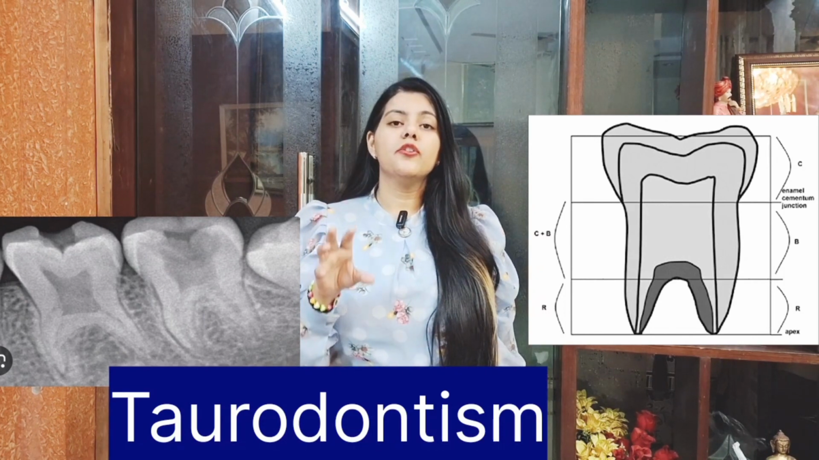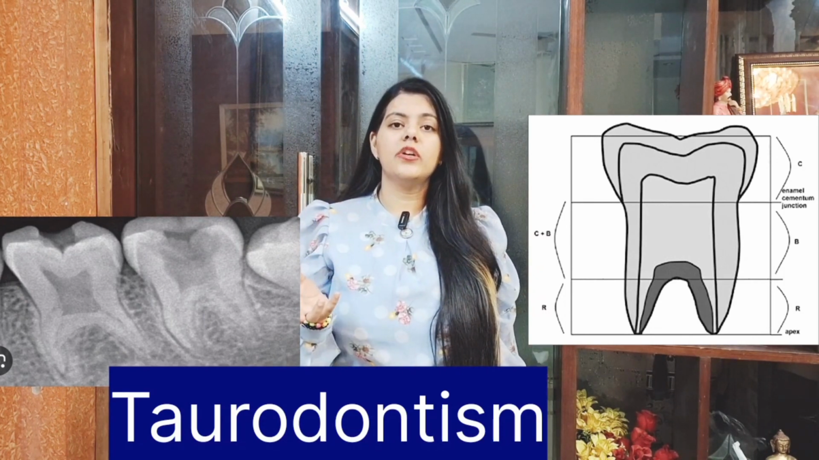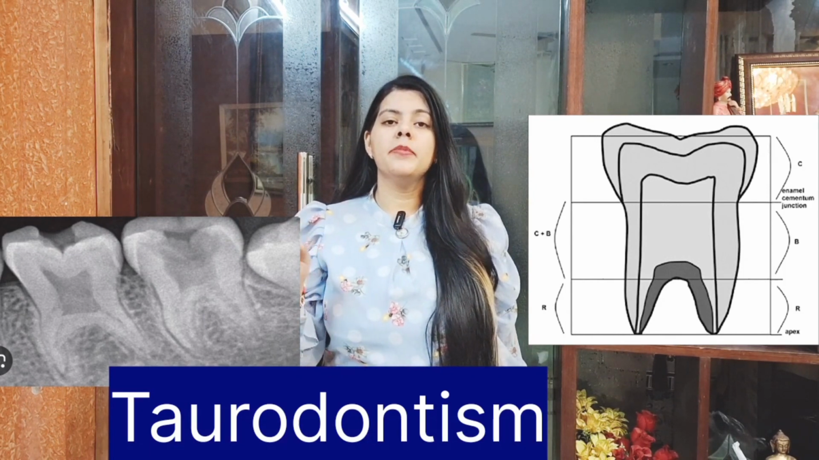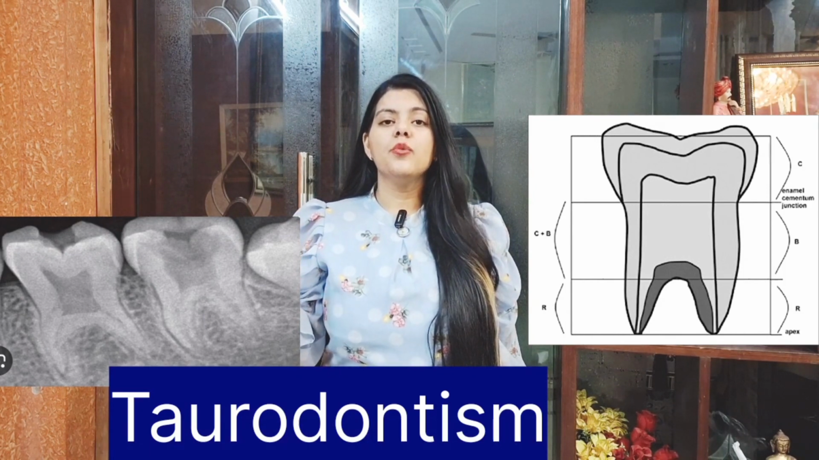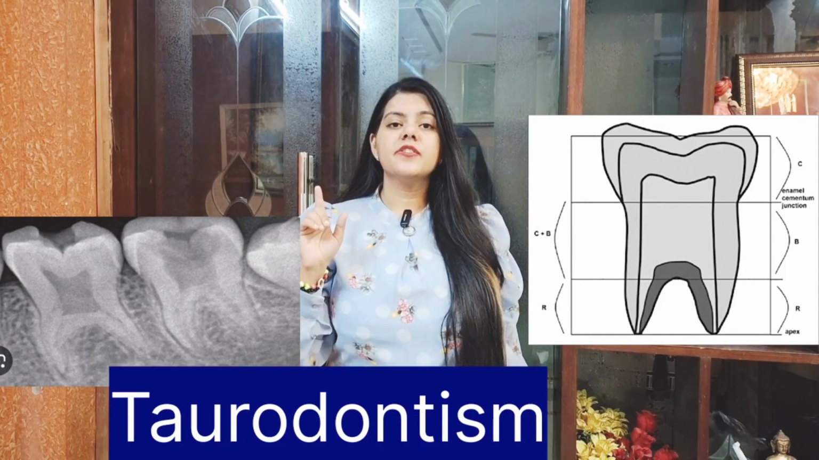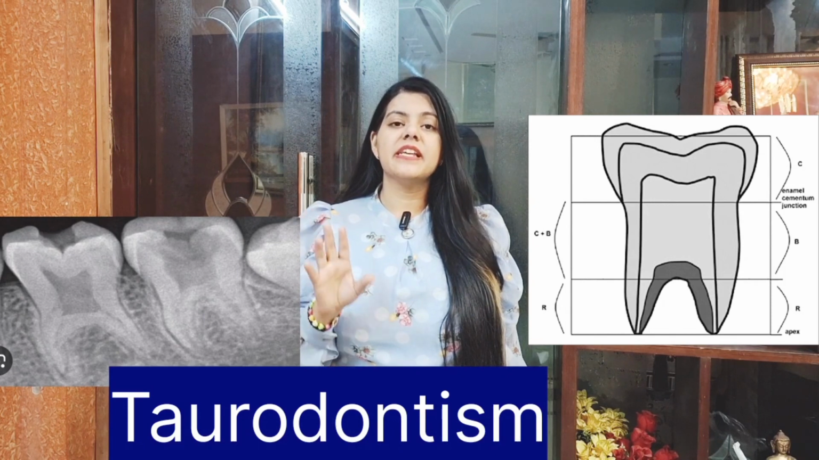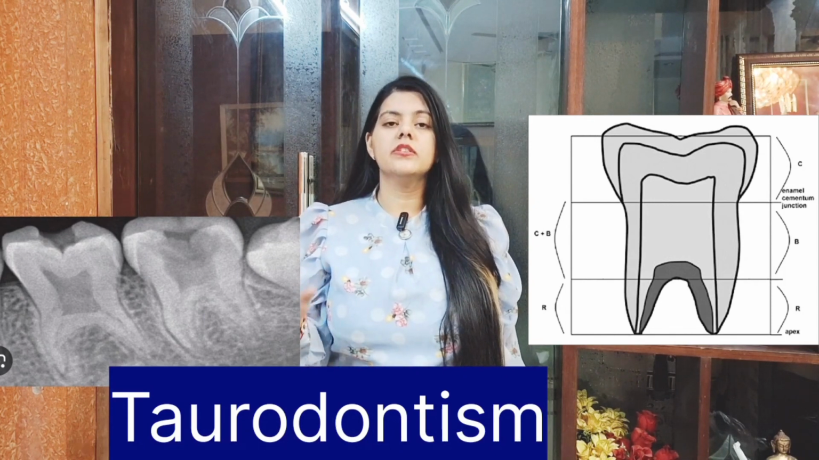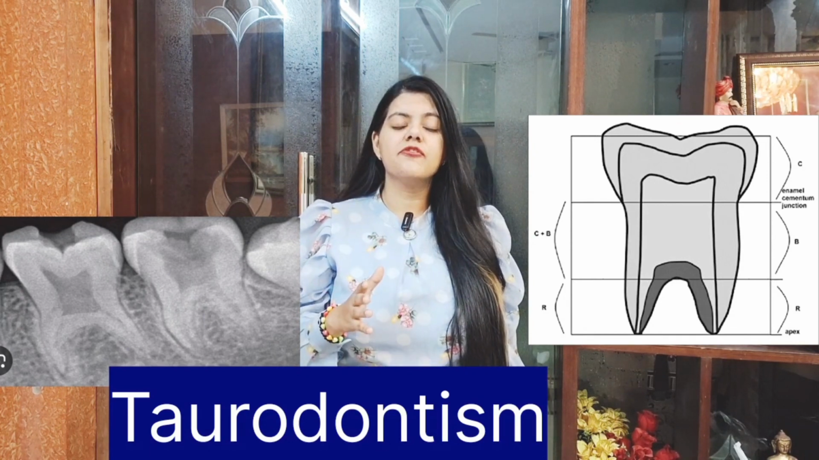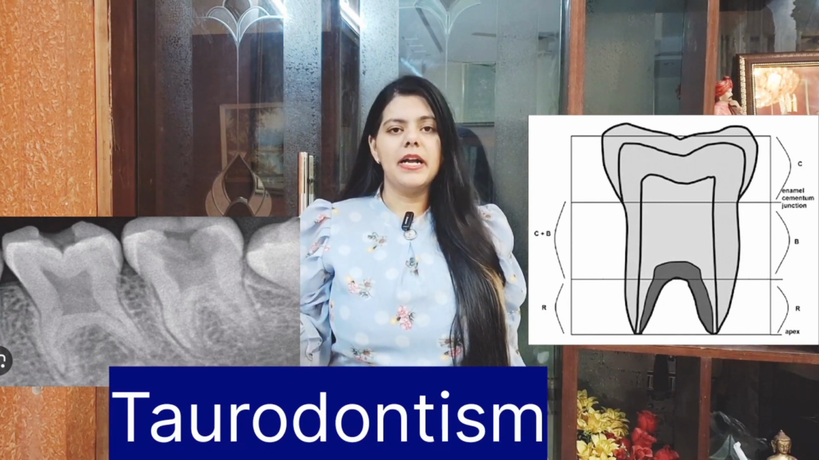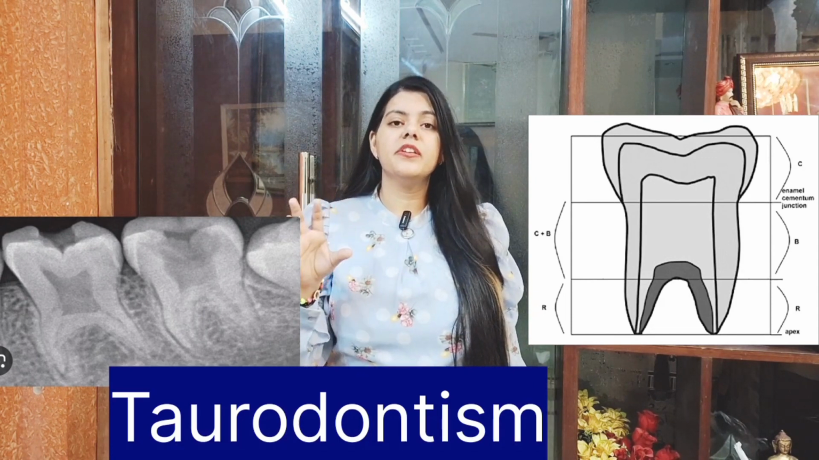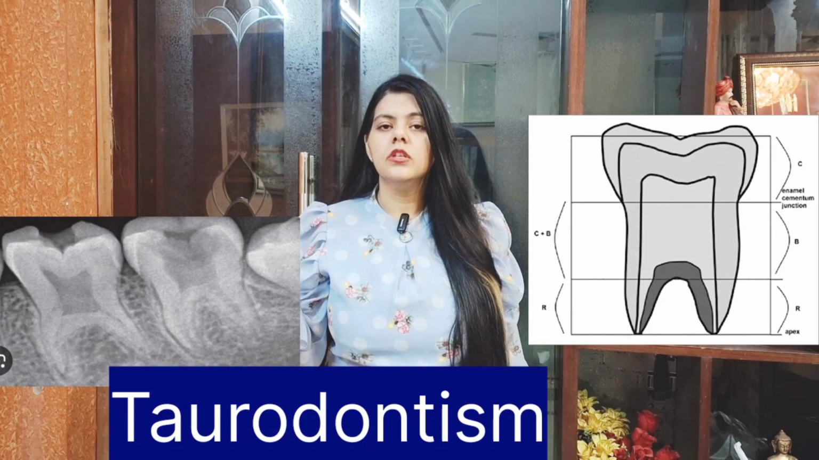If we see the etiology or the cause of Taurodontism, the cause is the failure of the Hertwig epithelial root sheath to invaginate properly at the horizontal level. Clinically, it is most commonly seen in the second molar or the third molar, and it might be unilateral or bilateral. The overall tooth appears rectangular in shape.